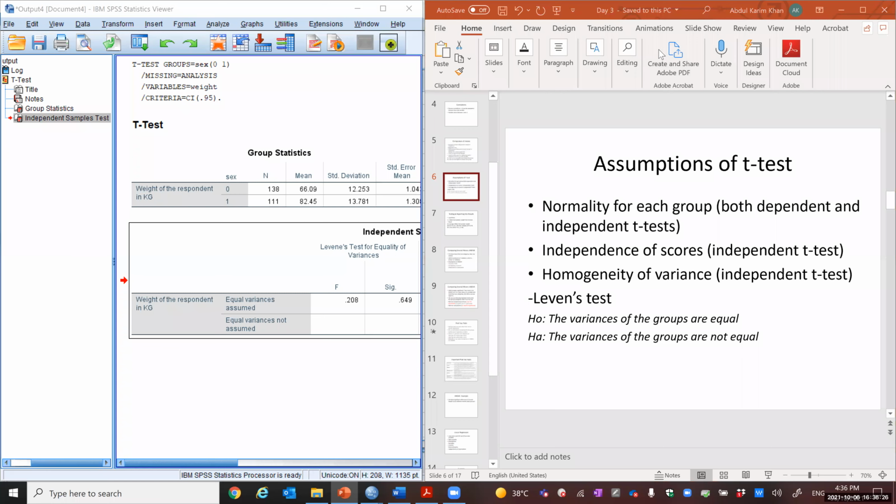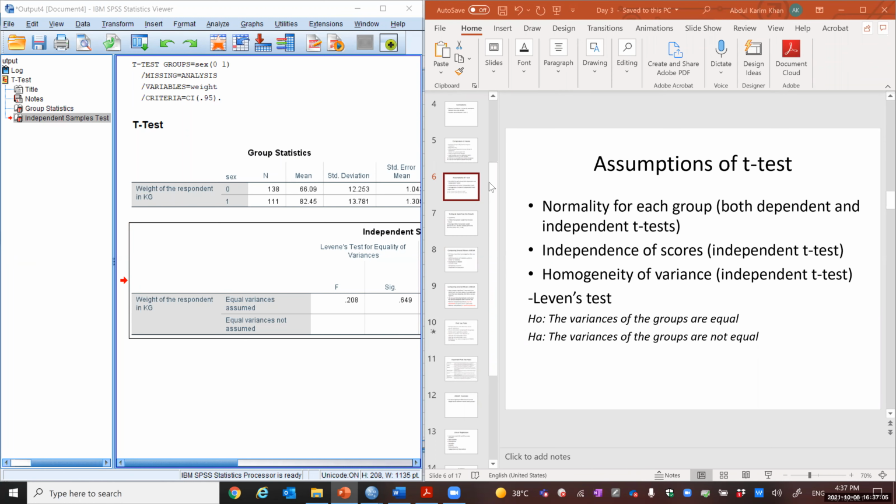Okay, Mahana is saying that these are equal. Why are these equal? Which hypothesis are we going to accept here, H0 or HA? Yes, we would accept H0, the null hypothesis, because p is greater than 0.05, and our H0 says that the variances of the groups are equal. So we can say that the variances of the groups are equal because the p-value is greater than 0.05.